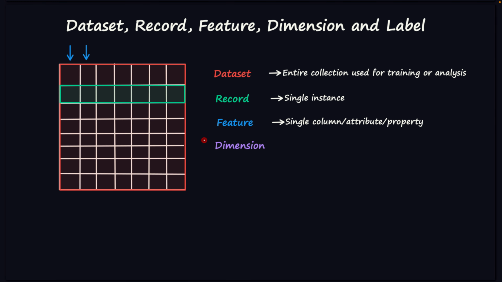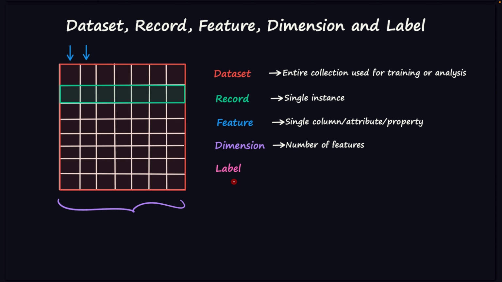Then we have dimension. Dimension is nothing but the number of features available in our data set. So if we have 10 features, then the dimension of the data set is 10. So it is basically the number of columns we have in our data set.